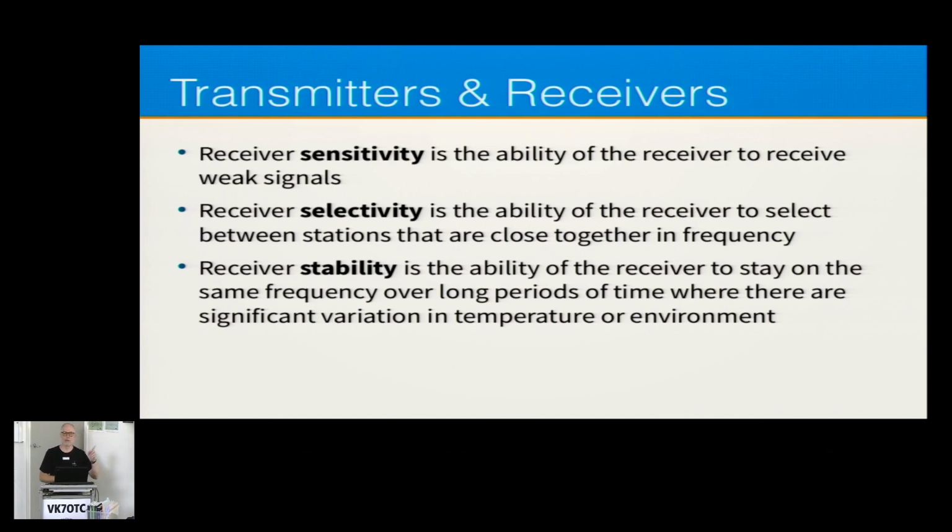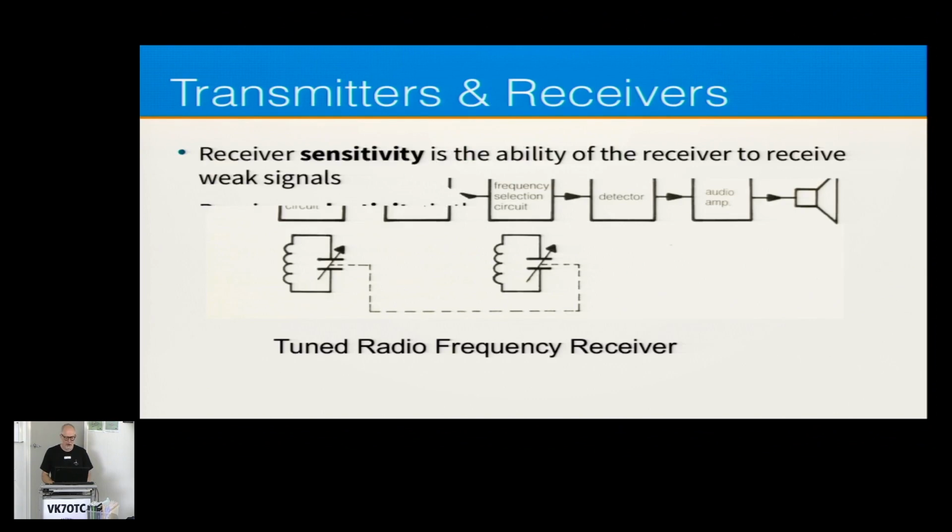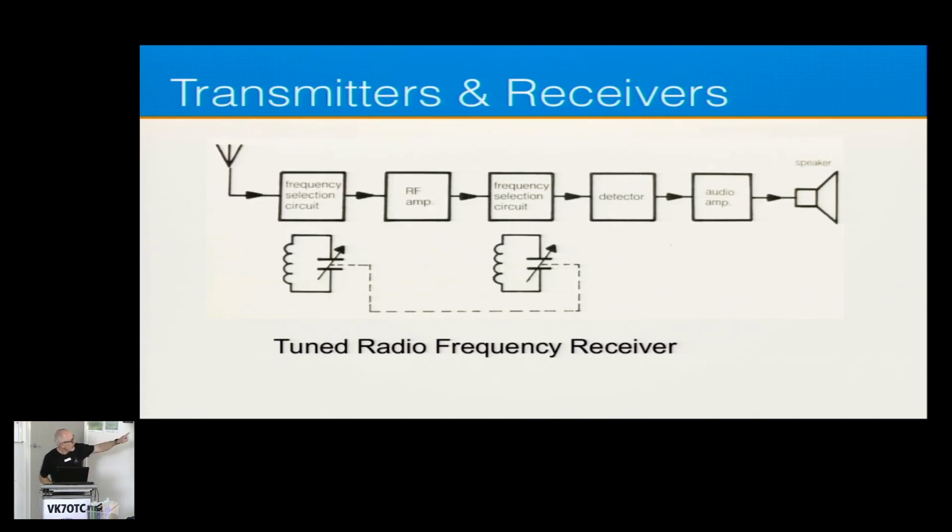Now, there are lots of controls on transceivers, on transmitters and receivers. You need to have a bit of an idea about AF gain. This is audio frequency gain. That's your volume control. Then RF gain. If we go back a step here, on the RF amplifier, they could have a knob which enables you to increase or decrease the RF gain. So that's an RF gain control.